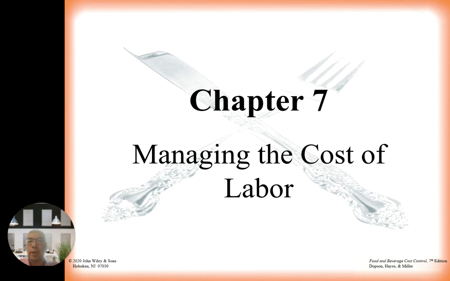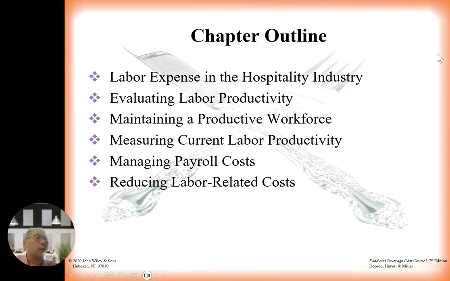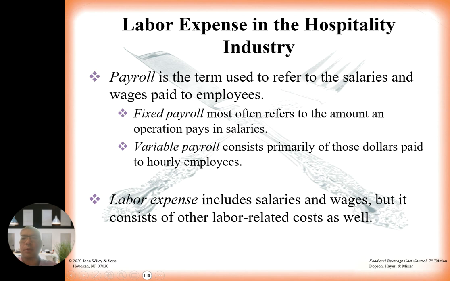Today we're going to discuss managing the cost of labor. We're going to be using the Wiley Plus Food and Beverage Cost Control, 7th edition. So we're going to discuss a few chapter outlines here. First is labor expense in the hospitality industry, evaluating labor productivity, maintaining a productive workforce, measuring current labor productivity, managing payroll costs, as well as reducing labor-related costs.